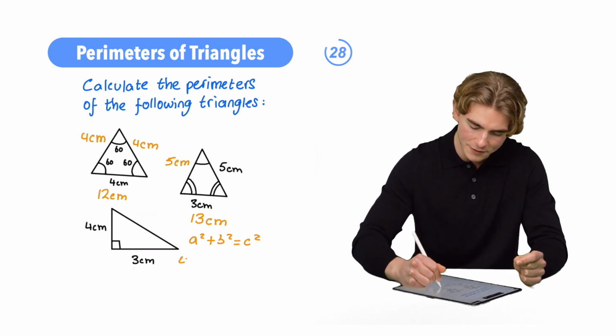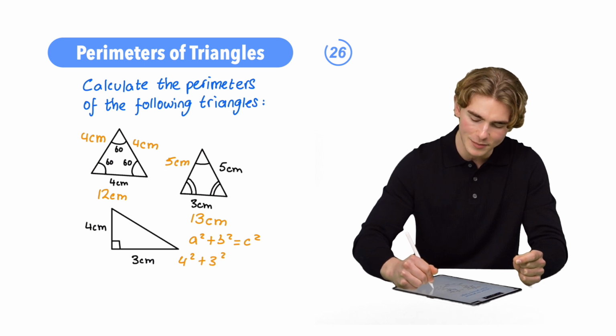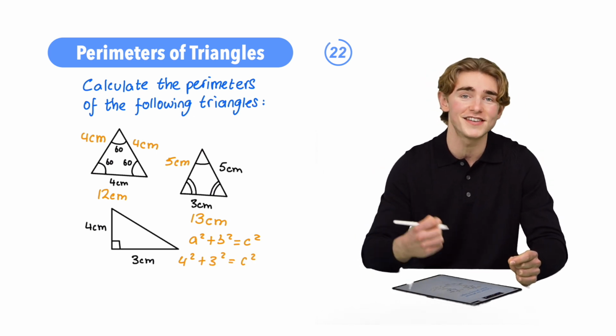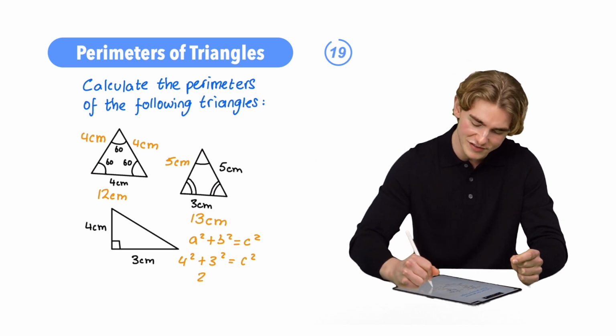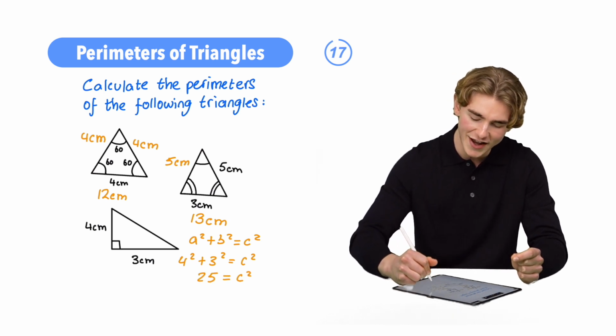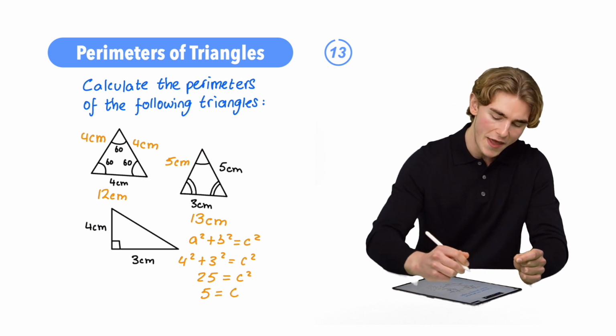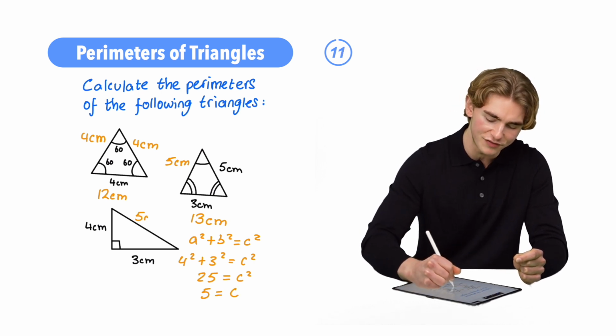We're going to do 4 squared plus 3 squared, that is going to be equal to our c squared. 4 squared is 16 plus 3 squared. 3 squared is 9. 16 plus 9 is 25. So that tells us that 25 is equal to c squared. And that tells us that c is going to be equal to 5, square rooting both sides there. So we finally found that our hypotenuse is 5 centimeters.